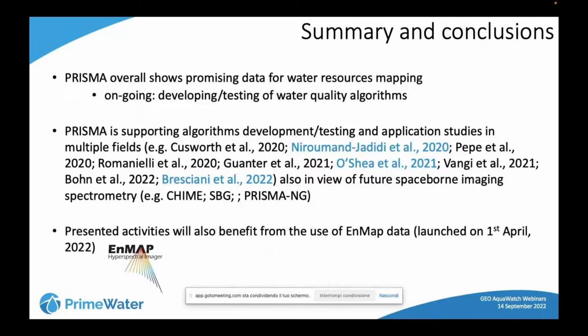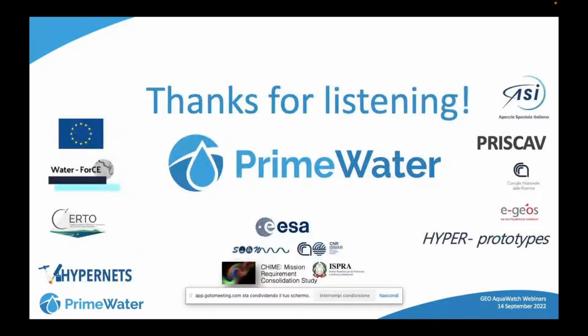Prisma is of course available for testing and developing water algorithms, but there are already nice publications based on Prisma, and in blue you may see those which focus especially on water quality mapping. Meanwhile, we also have EnMAP orbiting. I think it is almost ending its commissioning phase, so soon EnMAP data can be used in synergy with Prisma and the other classes of sensors for any kind of purpose. And with this, I thank you very much for listening. Thanks.